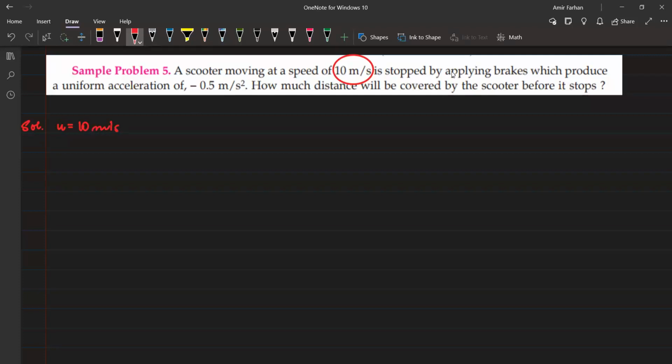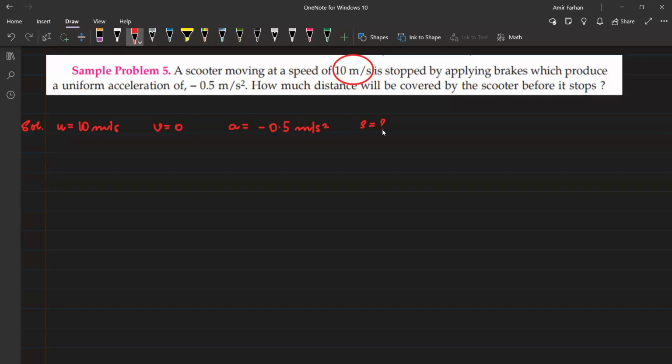So initial velocity is 10 meters per second, and after it has stopped, what should be the final velocity? It should be zero, everyone, because the object has stopped. Yes or no? Yes, sir. Okay. And it has produced a uniform acceleration of negative 0.5. It means that it is a deacceleration. So acceleration is given to you, that is negative 0.5 meter per second square. What should be the distance covered before it stopped? S.